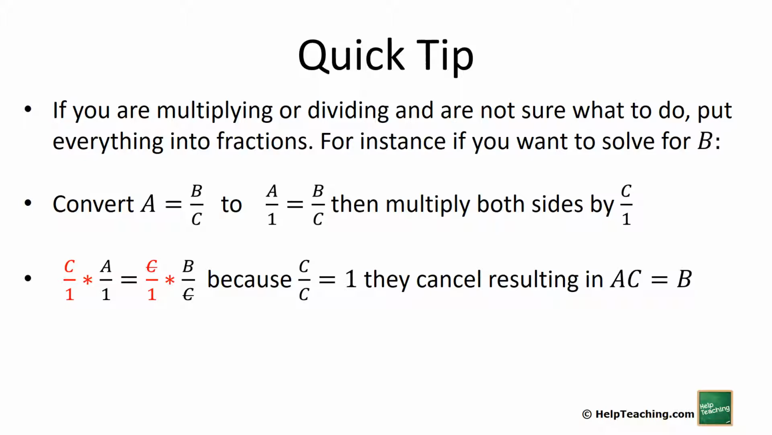Here's one quick tip. If you are multiplying or dividing and not sure what to do, put everything into fractions. For instance, if you want to solve for b, convert a equals b over c to a over 1 equals b over c. Then multiply both sides by c over 1. This gives you c over 1 times a over 1 equals c over 1 times b over c. Because c over c is equal to 1, they cancel, resulting in ac equals b. Sometimes putting everything into fractions can really help you keep everything straight when you're trying to figure out whether to multiply or divide. So take some time, work lots of examples so you can get proficient at this.